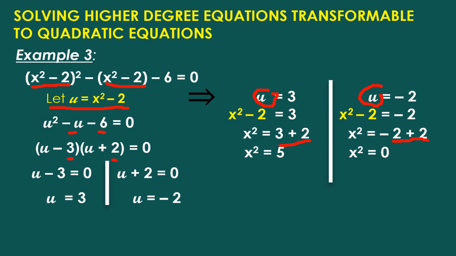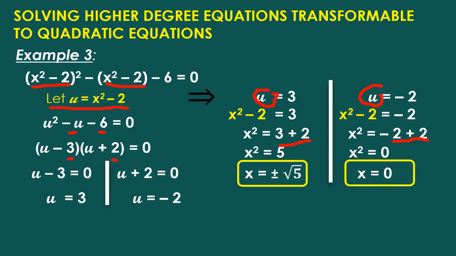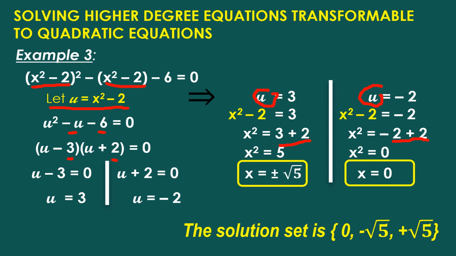Now, we need to use extracting the roots. When you extract the roots of x squared, it will be x, and the square root of 5 will be positive negative square root of 5 since it is not a perfect square. The square root of x squared is x, and the square root of 0 is 0. Therefore, the solution set is 0, negative square root of 5, and positive square root of 5.